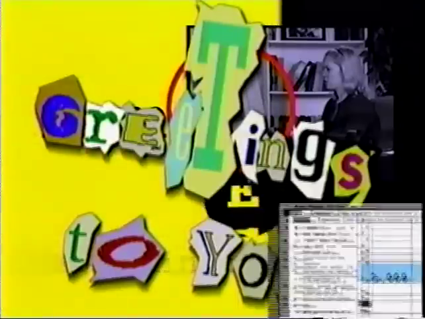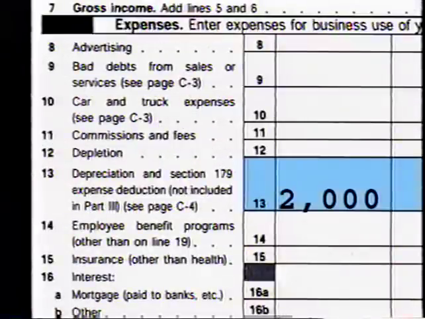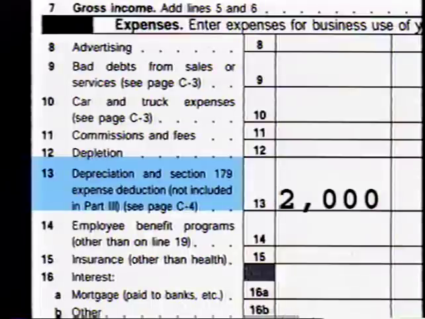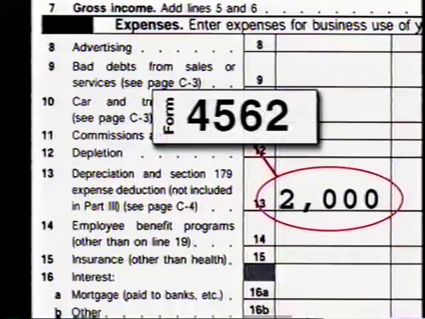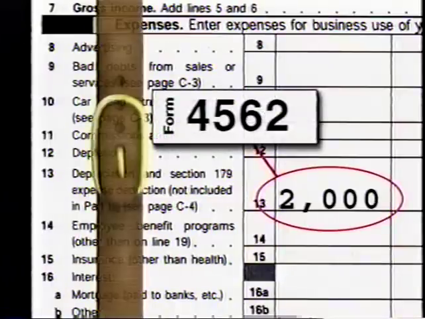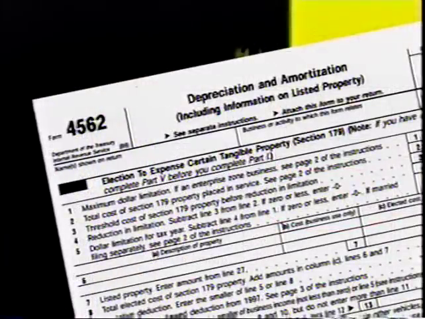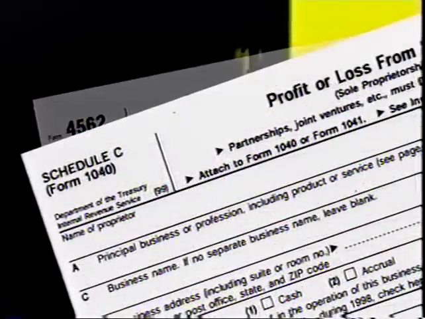Vicky wants to deduct the cost of the $2,000 computer she bought in January to use for Greetings to You. What we'll do is deduct the $2,000 cost on line 13, which is the line titled Depreciation and Section 179 Expense Deduction. However, we must also report this Section 179 deduction on Form 4562. Strap yourself in, it's time to form jump again. And don't worry, after we finish Form 4562, we'll jump right back to Schedule C.